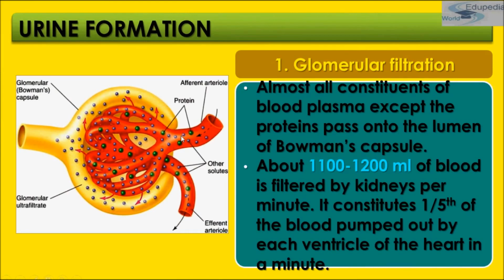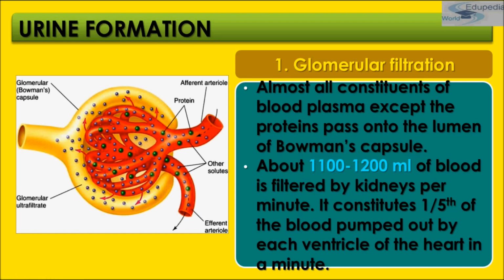Okay, so this is our afferent arteriole. You can say it is a branch of the renal artery that enters the Bowman's capsule. See, it is entering the Bowman's capsule and it forms a knot of capillaries which we call the glomerulus, or you can say a tuft of capillaries.